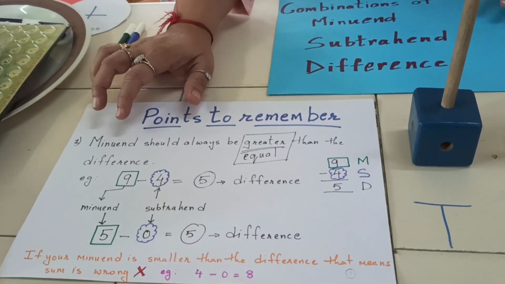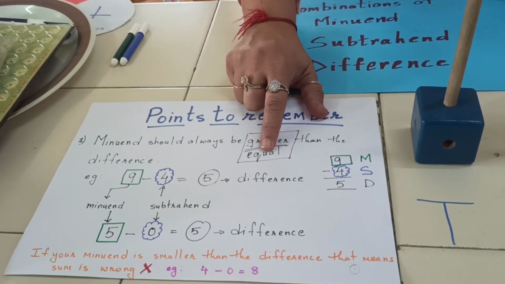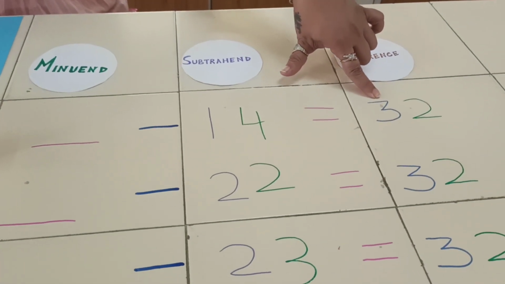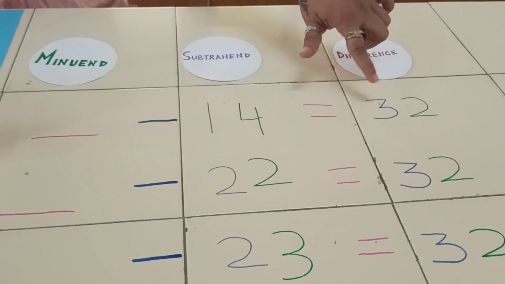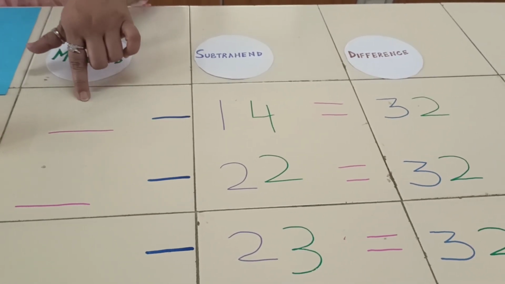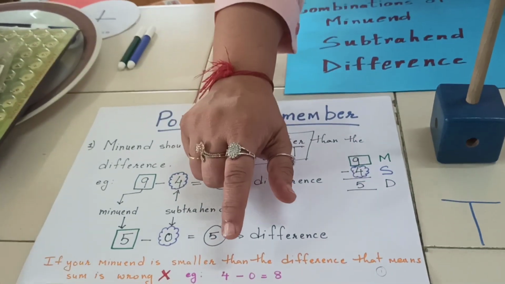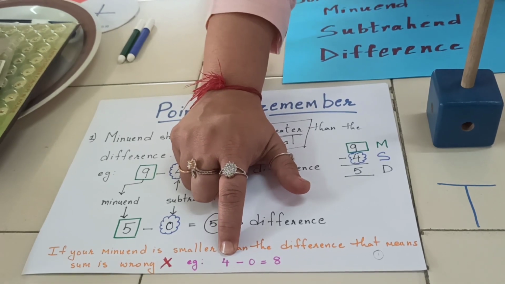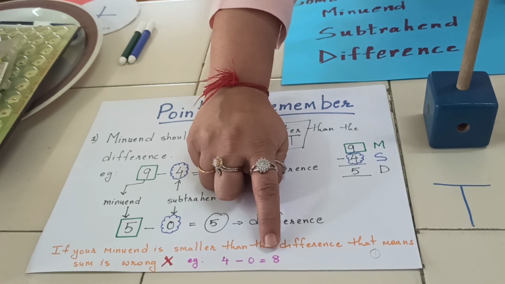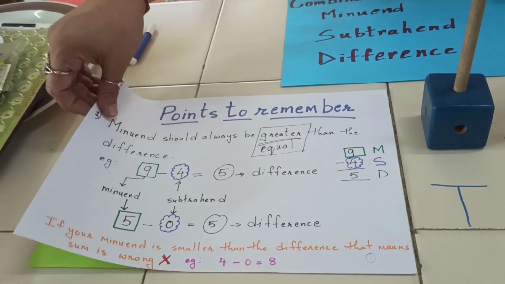that whenever we are finding minuend, it should be always greater or equal to the difference. That means if this is 30, then 32, then this has to be greater than 32 or exactly 32. It cannot be less than 32. And in case if your minuend here, as it's given, is smaller than the difference, that means your sum is wrong. It means your sum is wrong.